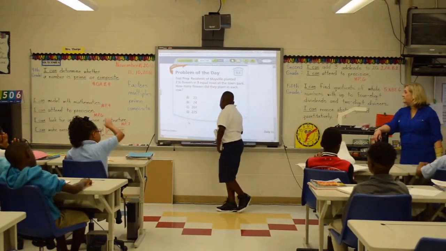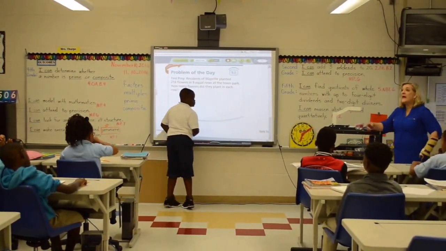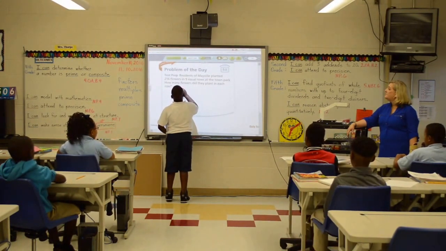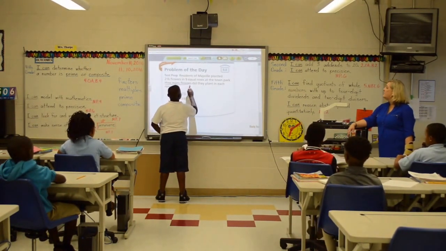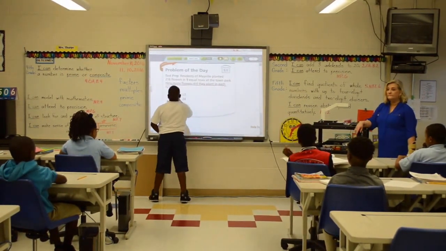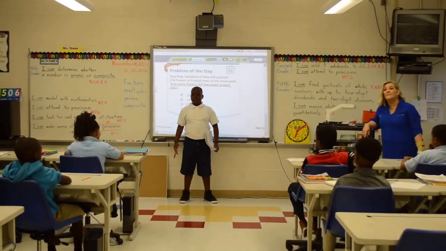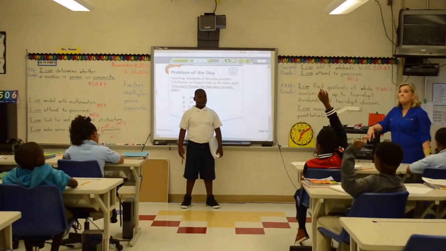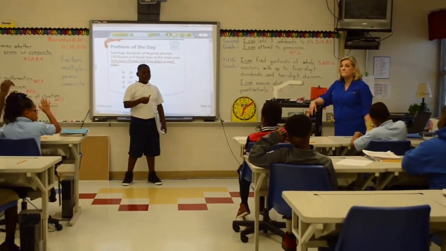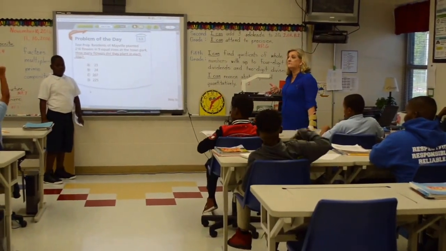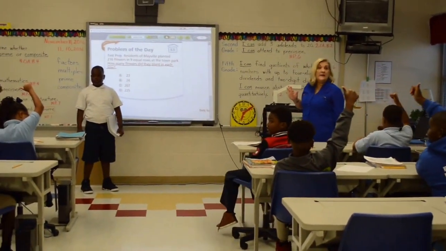Underline the question. Class, how many flowers did they plant in each row? Now predict what you think you need to solve the problem. We need to divide. Good job. Do you agree? Thumbs up or down? Anybody not agree?